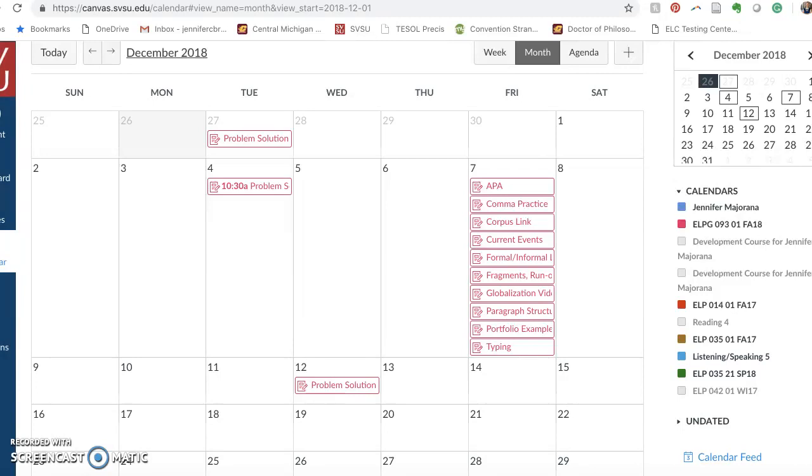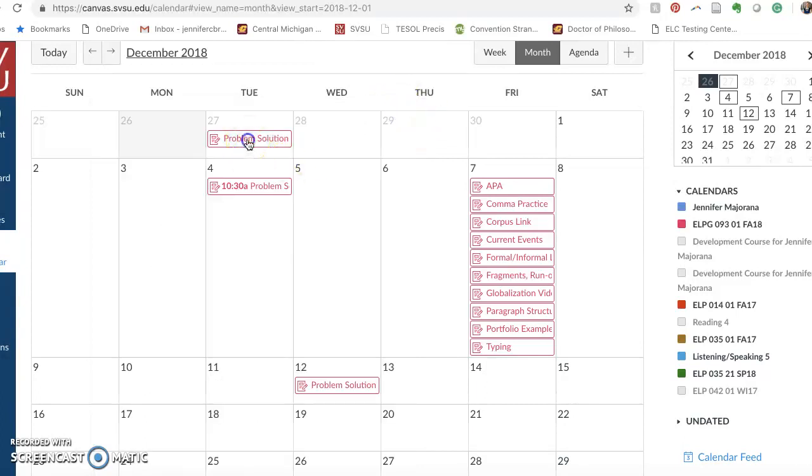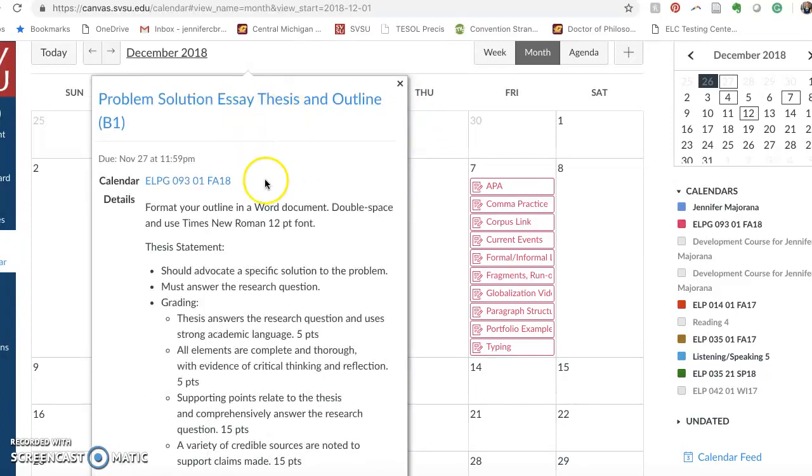So, I wanted to talk about where we're at for the rest of the semester because, as nice as a snow day is, we don't have that many days of class left to get your paper finished. So, here I'm on Canvas, looking at the calendar, and as you can see, today there's nothing due, but tomorrow I have this problem solution essay, thesis, and outline due at 11:59 p.m.